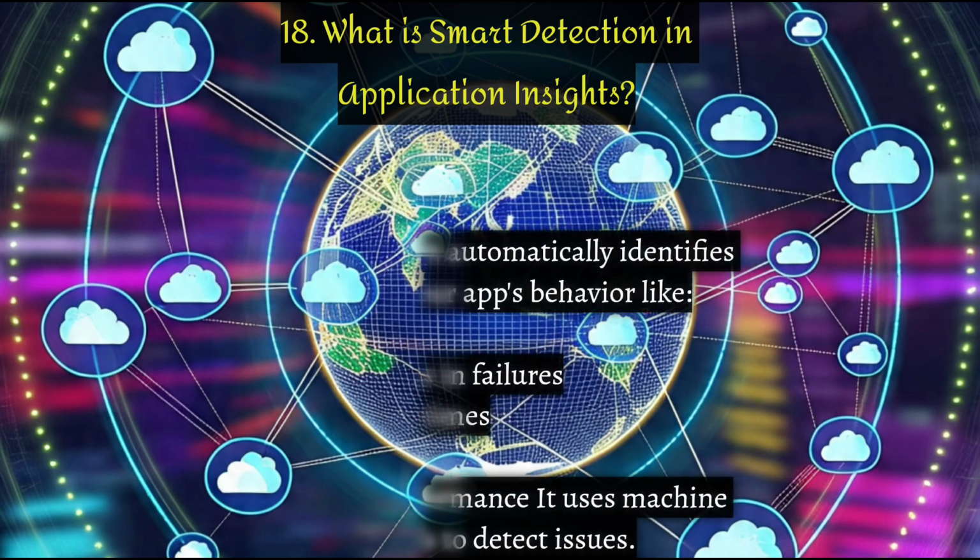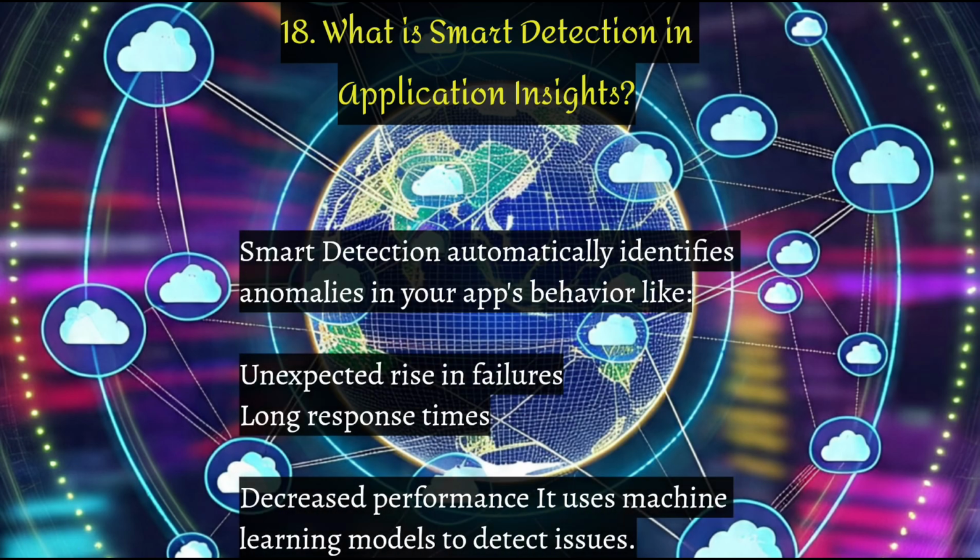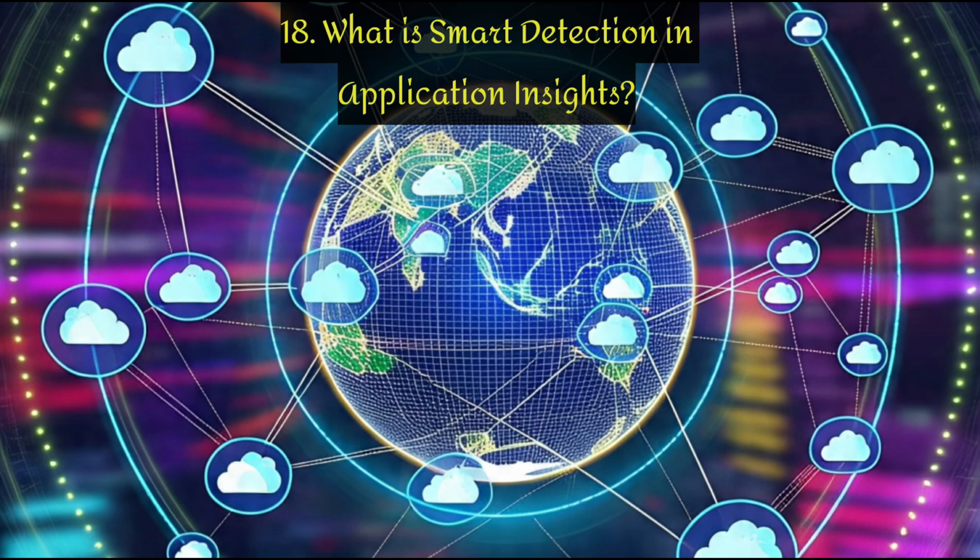18. What is smart detection in Application Insights? Smart detection automatically identifies anomalies in your app's behavior, like an unexpected rise in failures, long response times, decreased performance. It uses machine learning models to detect issues.